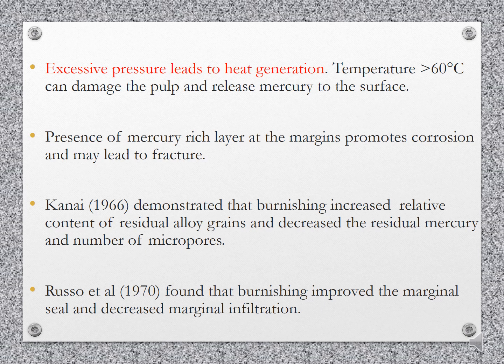Care should be taken that excessive pressure should not be applied, which may lead to heat generation. Temperature beyond 60 degrees centigrade can cause pulp damage and release mercury to the surface. The presence of mercury-rich layer at the margins will promote corrosion, which may in future lead to fracture of the same.